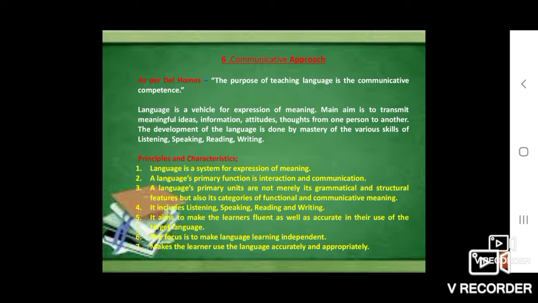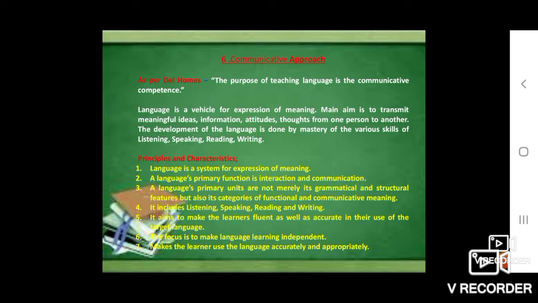Why do we speak? Because we transfer all our feelings, ideas, and thoughts through language itself. So the main aim is to transmit meaningful ideas, information, attitudes, and thoughts from one person to another. This is the specialty of language.